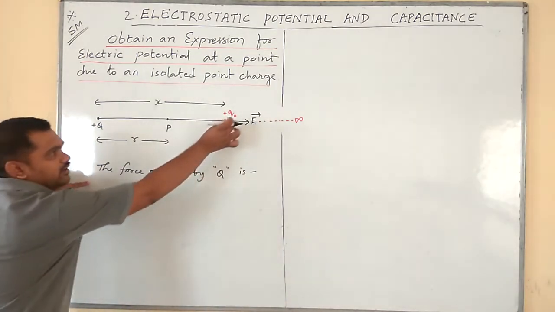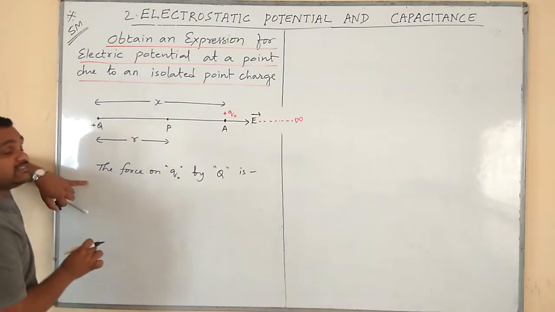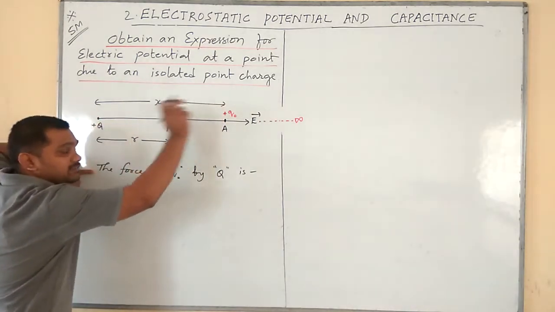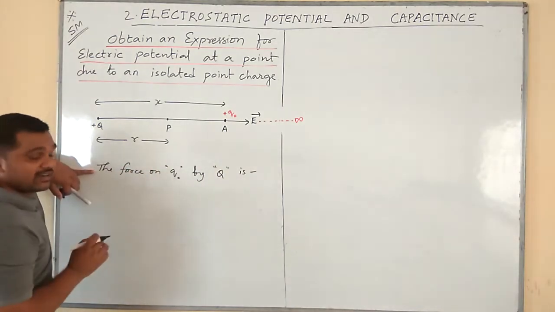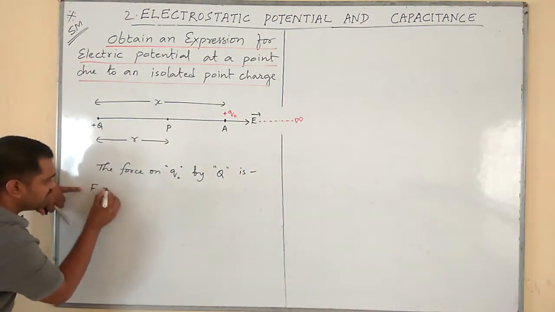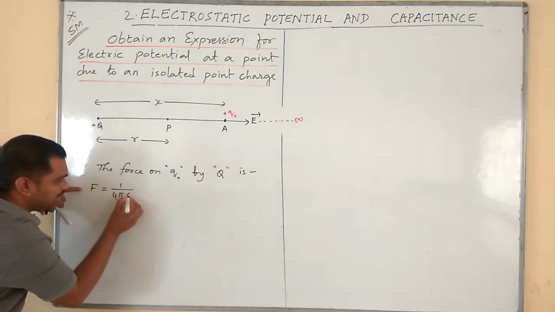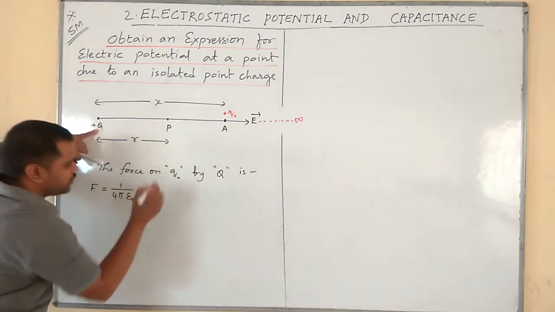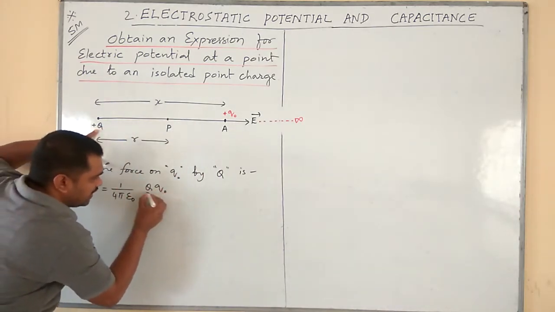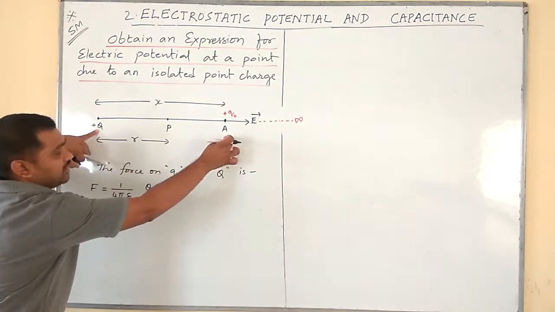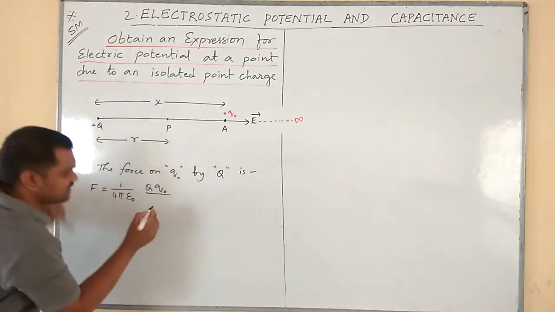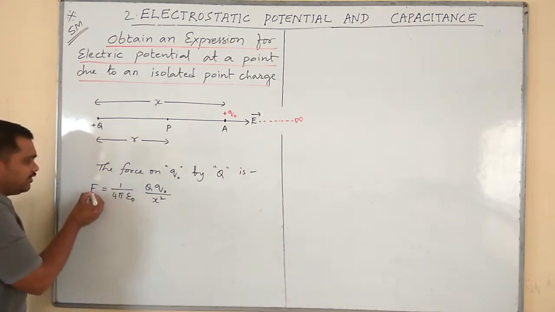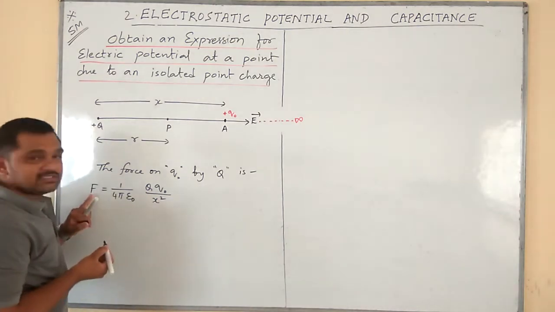The force on Q0 by Q, otherwise the force exerted by this plus Q on this plus Q0, is given by F equals 1 by 4 pi epsilon naught, Q1 Q2 divided by r square, isn't it? Therefore, Q into Q0 divided by r square. From this charge to this charge we have a distance x, therefore it is x square. Since it is a vector, it is our duty to represent the direction of this F.